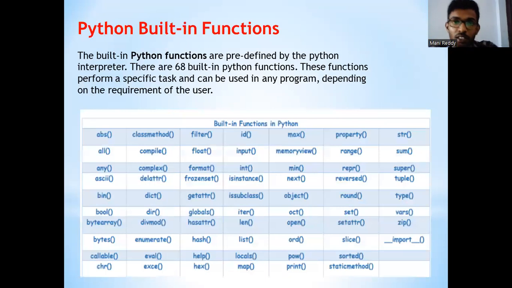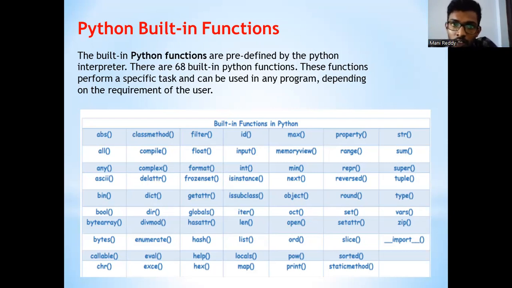I want to explain Python built-in functions. The built-in Python functions are predefined by the Python interpreter, already inside. They have written the code before, inside only. That's why these functions are predefined by the Python interpreter. There are 68 built-in functions in Python.